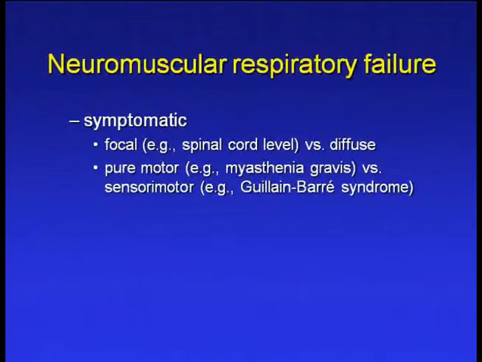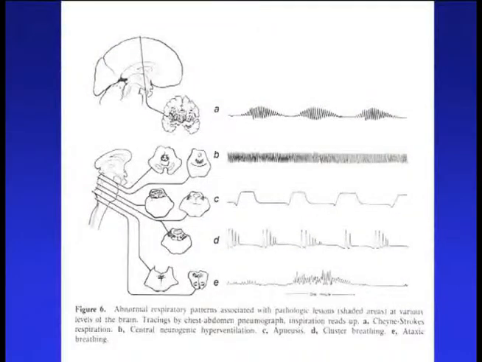We can use an anatomic classification, as I just showed you. You could also look symptomatically. So does this person have a focal problem? Do they have a spinal cord level? Do they have a diffuse disorder, which is purely motor, such as myasthenia, or sensory motor, such as you see with Guillain-Barré?